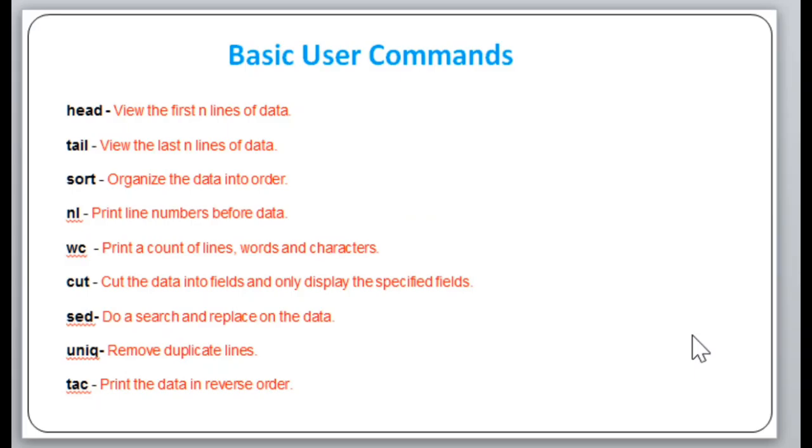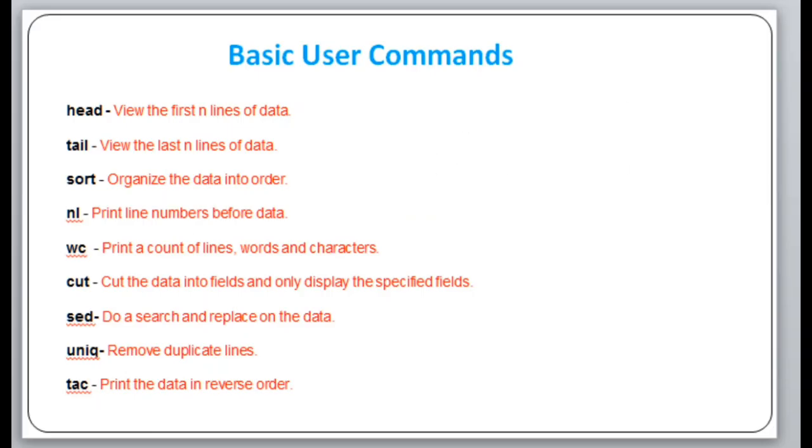NL, or number of lines, which will print line numbers before data. WC, word count, prints a count of lines, words, and characters. Cut will cut the data into fields and only display the specified fields. Sed will do a search and replace on data. Unique will remove duplicate lines. And TAC, which will print the data in reverse order, okay?